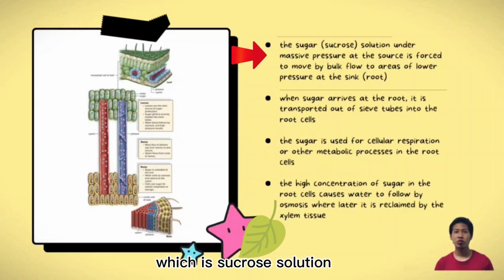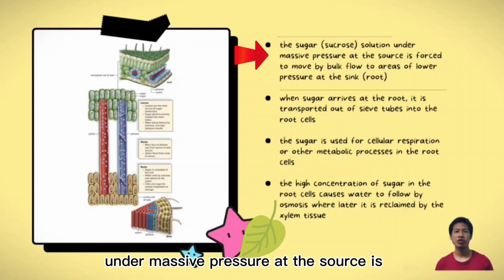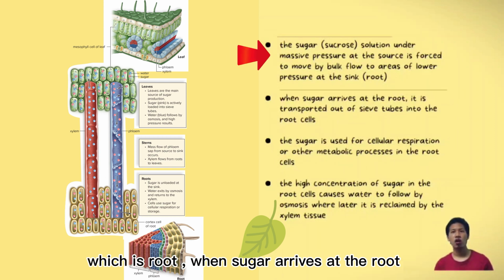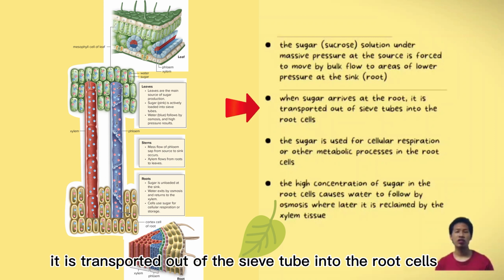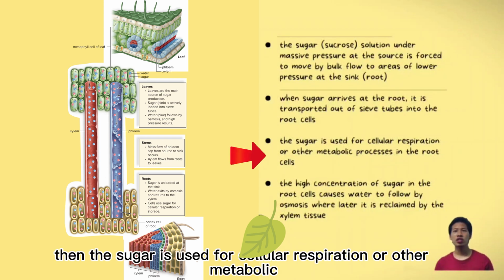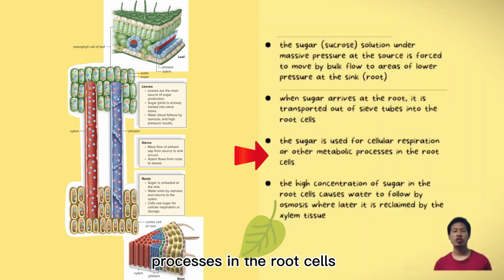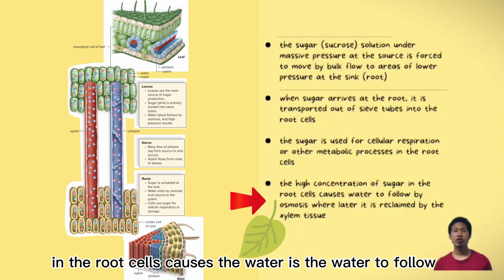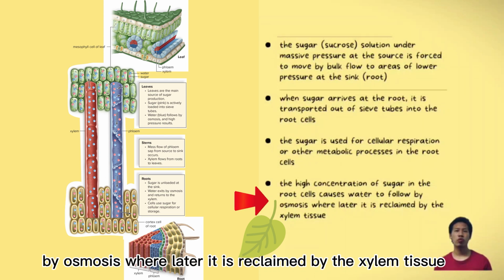Next, the sucrose solution under massive pressure at the source is forced to move by bulk flow to areas of lower pressure at the sink, which is the roots. When sugar arrives at the root, it is transported out of the sieve tube into the root cells. Then the sugar is used for cellular respiration or other metabolic processes in the root cell. The high concentration of sugar in the root cell causes water to follow by osmosis, where it is later reclaimed by the xylem tissue.